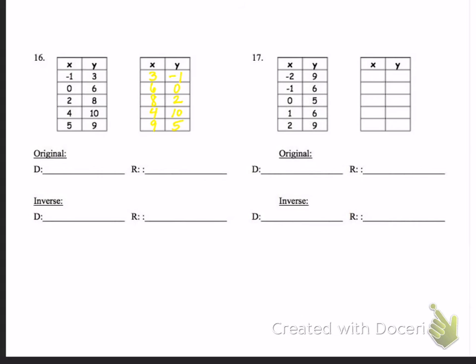So let's decide, is the original a function, yes or no? Do any x's repeat? They don't repeat, so I would say yes, it is a function. Now I'm looking at the inverse. Do any of the x's repeat on the inverse, or any of the y's on the original? No, so I would also say that yes, the inverse is a function.